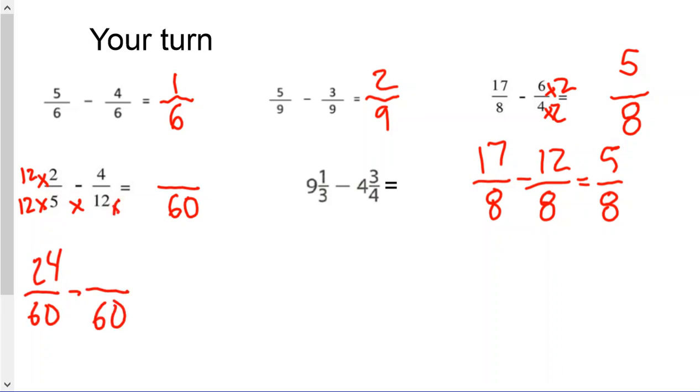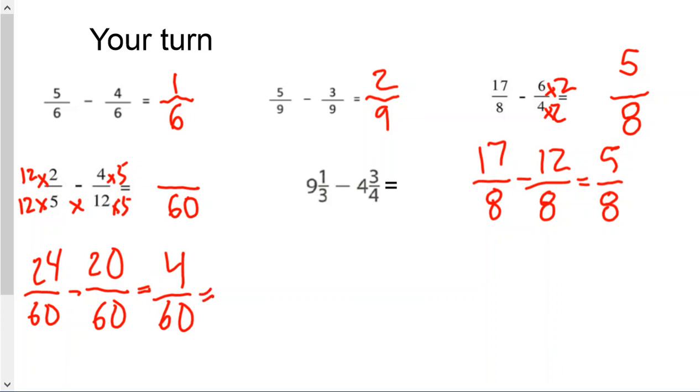so this times 5. 4 times 5 is 20. So then now we have common denominators, we can subtract straight across. 24 minus 20 is 4/60.